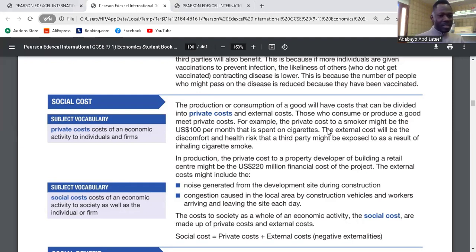So the smoker will buy the cigarettes. That is private cost. Me sitting down beside a smoker might inhale the smoke, causing damage to my health. That is external cost, because the smoker would not pay for that. So when you combine the cost of the smoker and the external cost, it becomes the cost of the society. Is it clear? Yes.